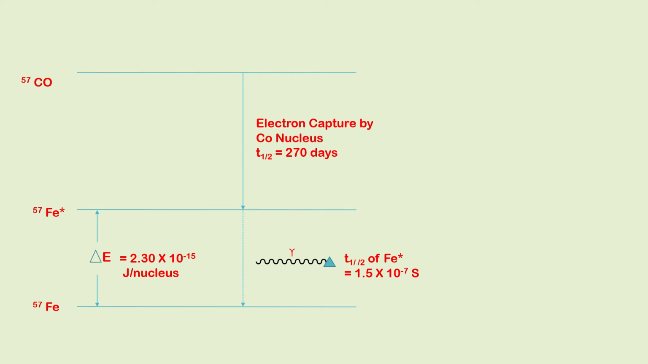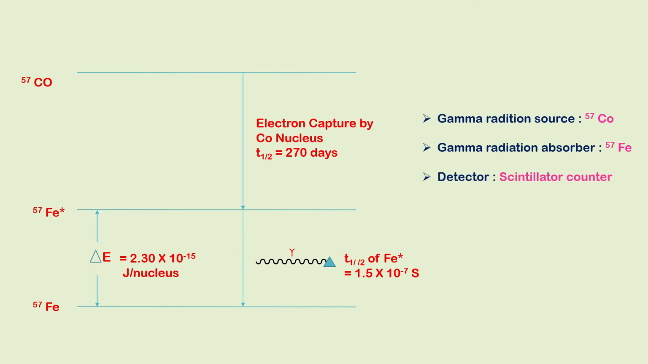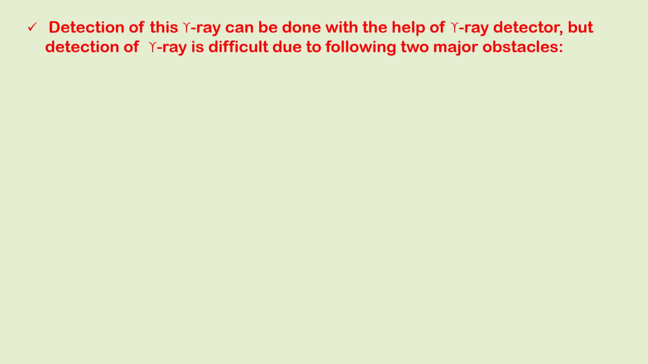If another Fe nucleus, that means the absorber, which is in the ground state, is introduced in the emitted beam of radiation, it would be expected to absorb energy from the beam and become excited to the Fe star state. So here the gamma radiation source is cobalt, the gamma radiation absorber is Fe, and the detector used is a scintillator counter. Detection of this gamma ray can be done with the help of a gamma ray detector.